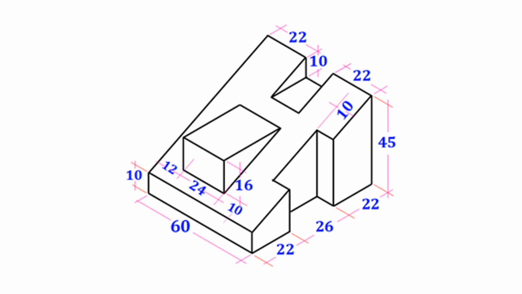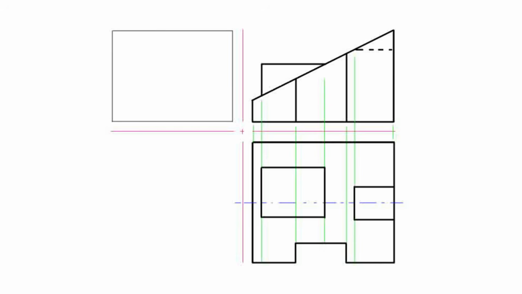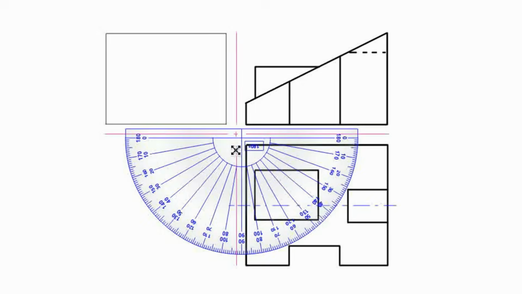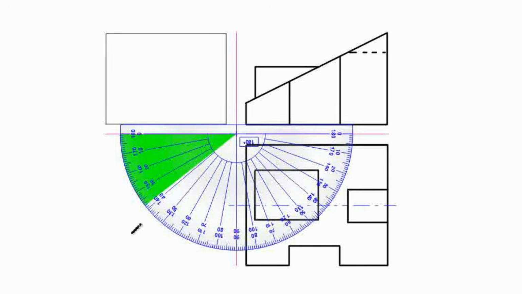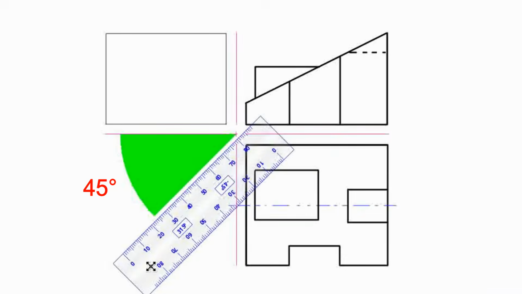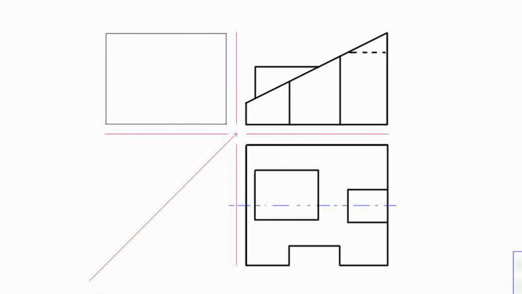To project the side view accurately, we could take dimensions directly from the isometric drawing. However, this method is not always proportional or accurate enough for a proper technical drawing. So, we use a standard projection technique. We draw a 45-degree line. This line is placed below the side view area and to the left of the top view area.